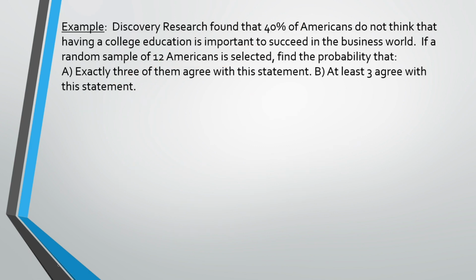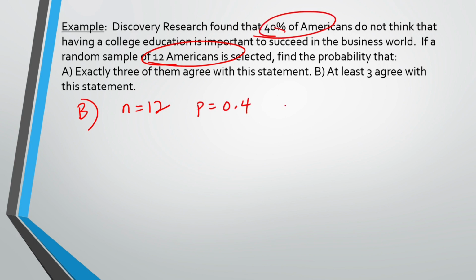Let's try part B. In part B, we have N is still 12, P is still 0.4, but X is different. The statement here is at least. It's at least means 3 or more. So we're going to use the greater than or equal symbol because we want to include 3 or more.